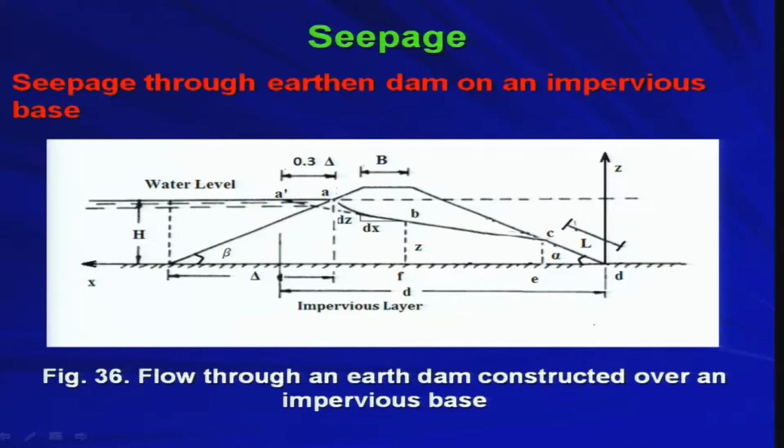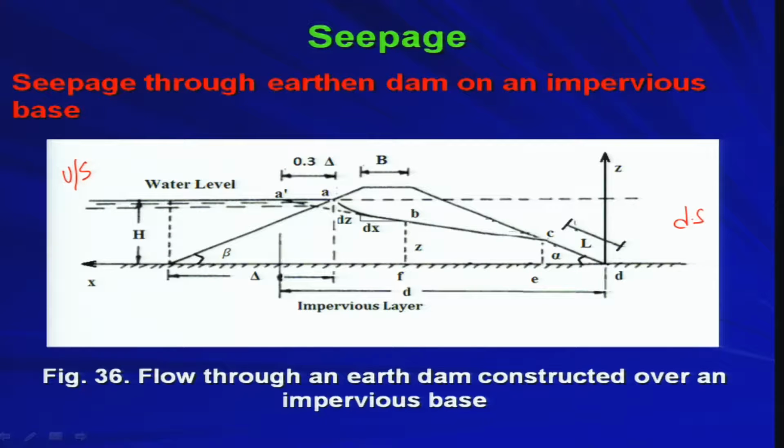Now, coming to the seepage through an earthen dam on an impervious base. This we can also find out. Say you have one earthen dam, that you can see from this figure. Okay. So, the earthen dam is there, and it is resting on the impervious base, that means if the flow is happening, then the flow is happening through the body of the earthen dam, right. The earthen dam is constructed to store the water. So, this is your upstream side, where you are storing the water and the water level is say H, and this is your downstream side.